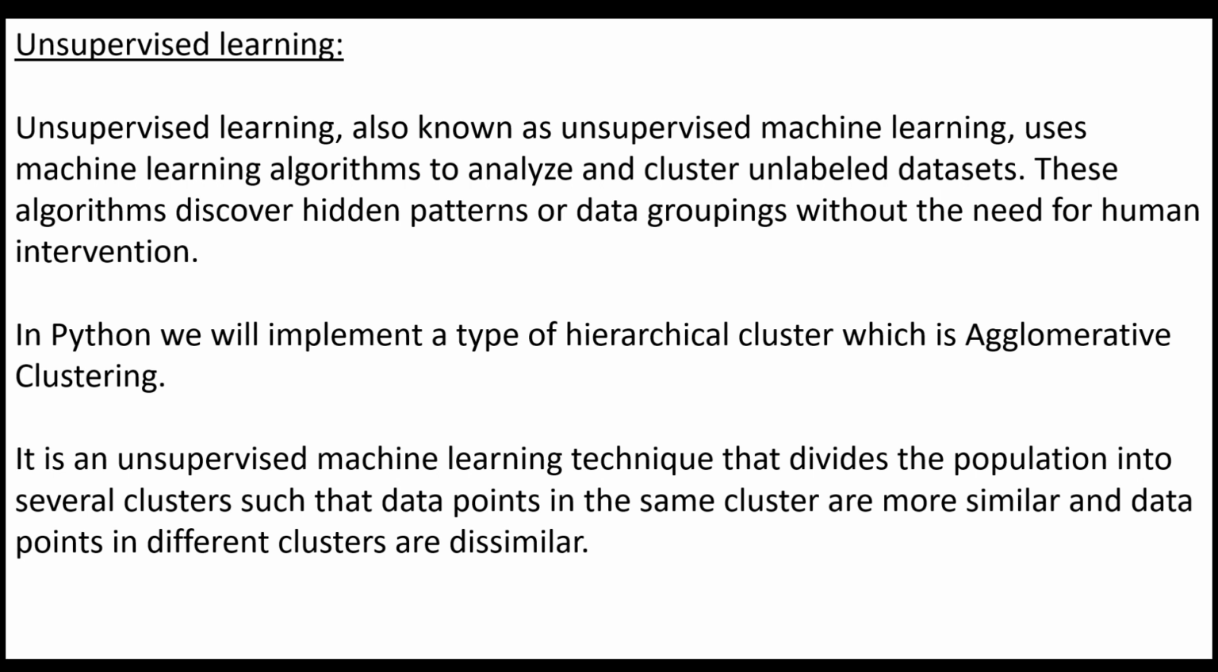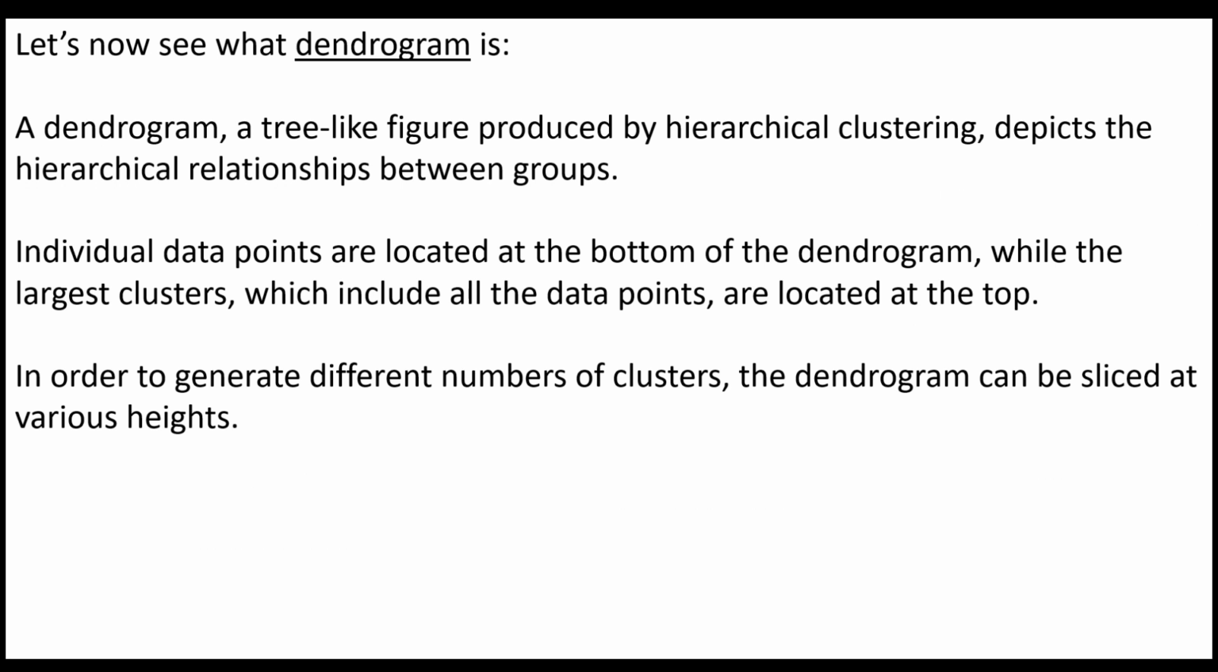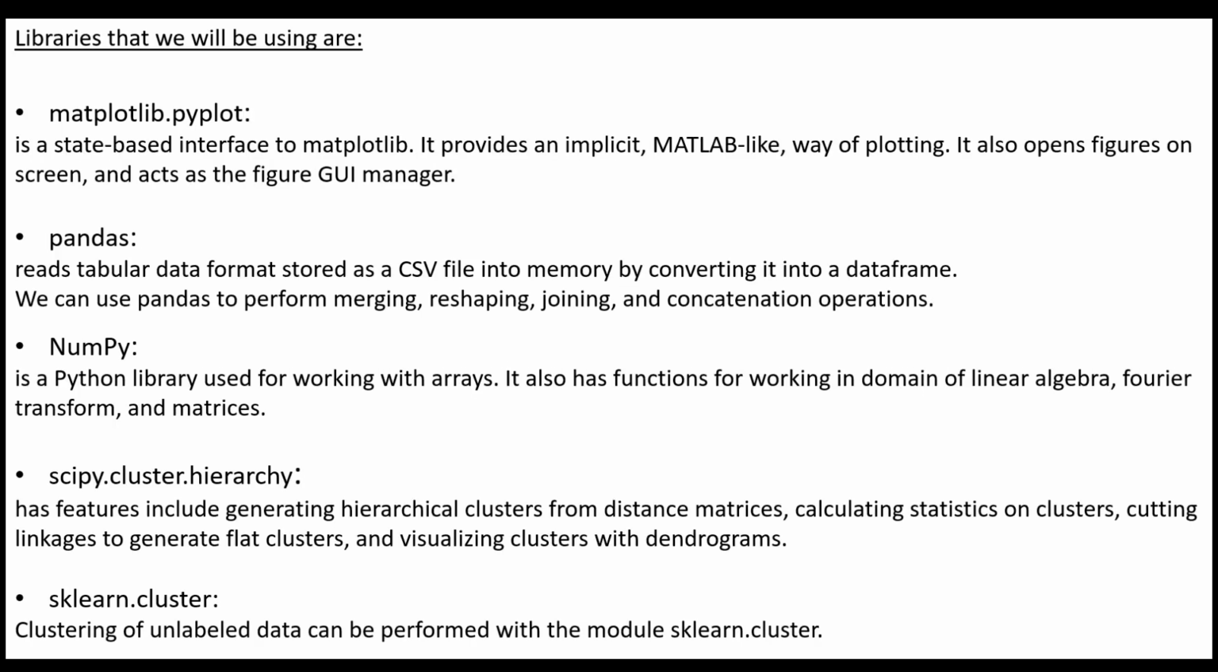It is an unsupervised machine learning technique that divides the population into several clusters such that data points in the same cluster are more similar and data points in different clusters are dissimilar. Let's now see what a dendrogram is. A dendrogram, a tree-like figure produced by hierarchical clustering, depicts the hierarchical relationships between groups. Individual data points are located at the bottom of the dendrogram, while the largest clusters, which include all the data points, are located at the top. In order to generate different numbers of clusters, the dendrogram can be sliced at various heights.